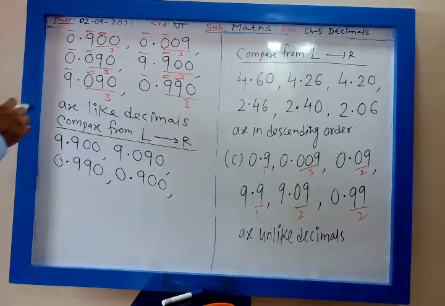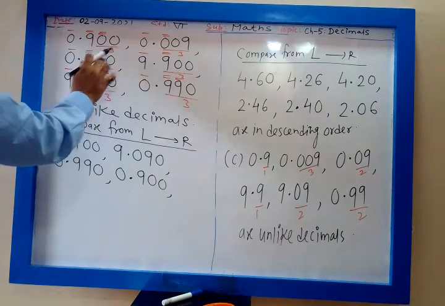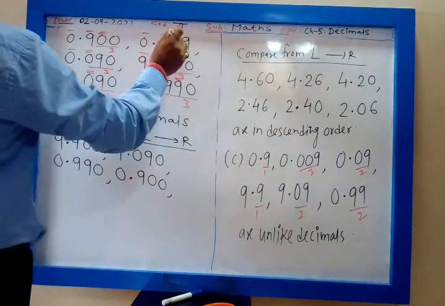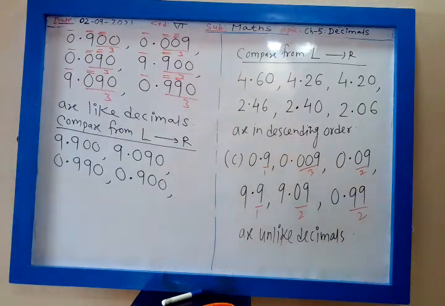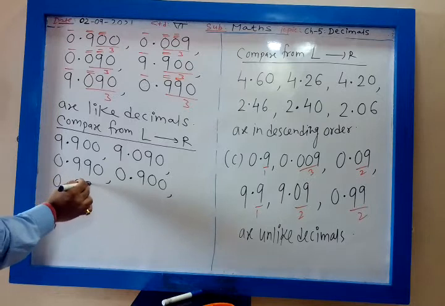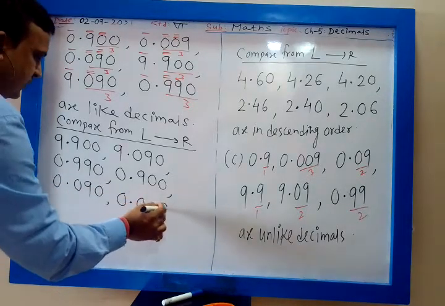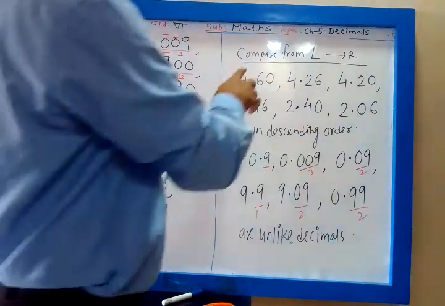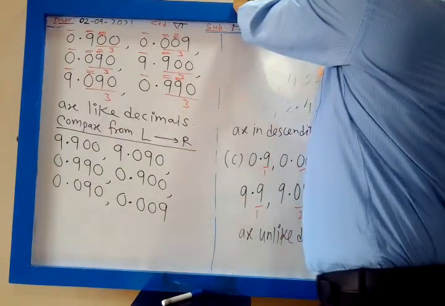Yes. Now which is left? These two are left, no? 0.009. These two are left. This is 0. This is 9. So which is maximum? 0.090, then 0.009. Okay. But see here, our actual number is this.